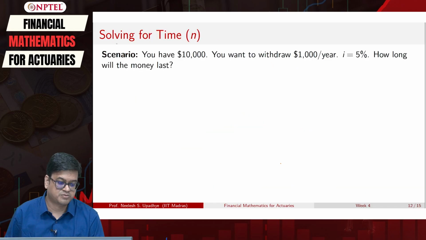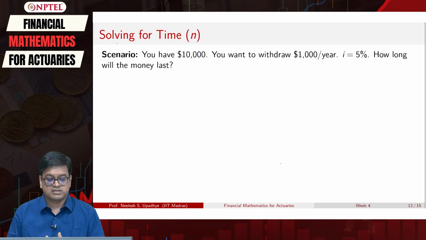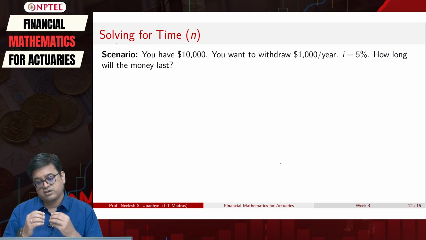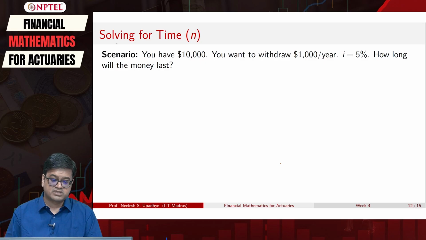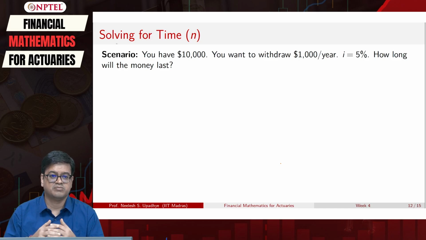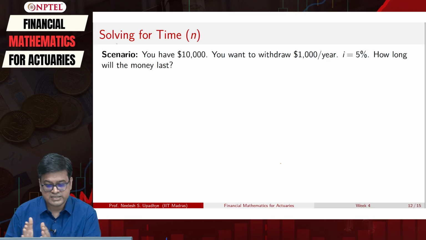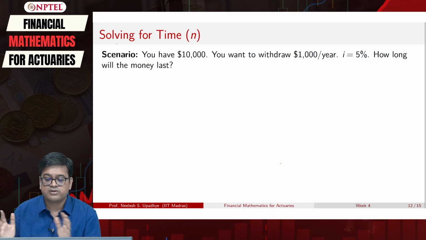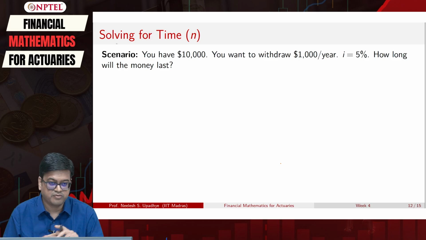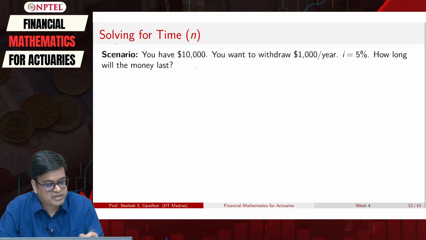So that's the next problem where I have $10,000 at present and we want to withdraw $1,000 every year. The interest rate is 5%. How long will my money last? It's very easy. Again, you have to apply the same principle. 1000 is the cash flow stream, and I don't know how long it will last. So it's an unknown time problem.